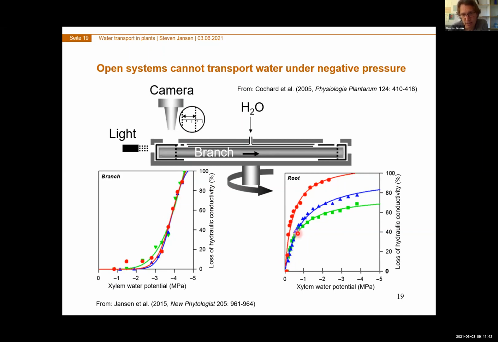Now, this means the system immediately fails when you come into this negative pressure range. The reason is that in the root, the water conducting cells are much wider, but also much longer, and they are completely open. You don't have end walls. You don't have these water conducting cells ending somewhere. And if you have an open system, any nanoparticle could easily come in directly to the center and nucleate embolism immediately. That's at least our interpretation of it.